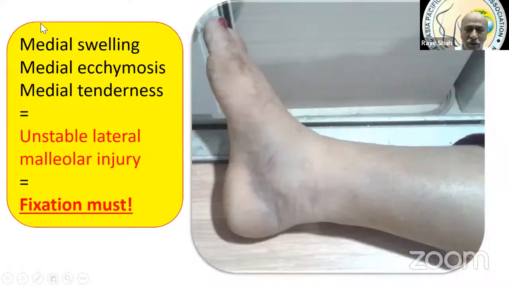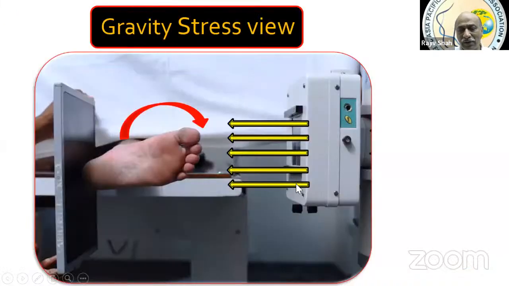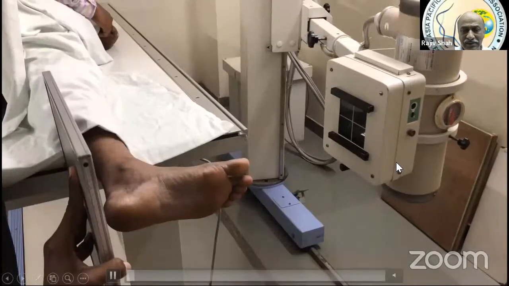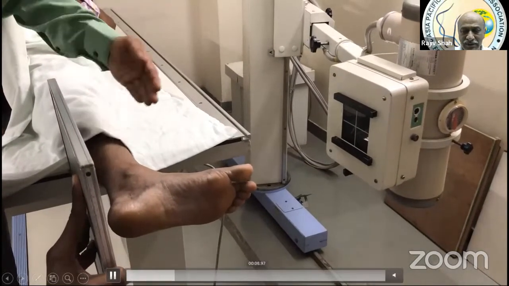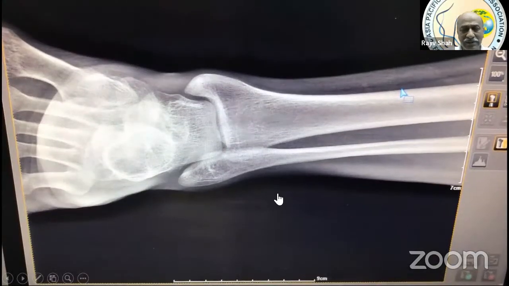So this is what we were taught: medial swelling, medial ecchymosis, medial tenderness means unstable lateral malleolar injury and fixation would be a must. But as you all said, gravity stress views are required to decide about stability of a lateral malleolar fracture. So how do you take it? I've shown it. You ask the patient to come down, and the limb should be hanging from the edge of the table. The limb is externally rotated and a cross table view is taken like this, and this video essentially demonstrates this cross table view.